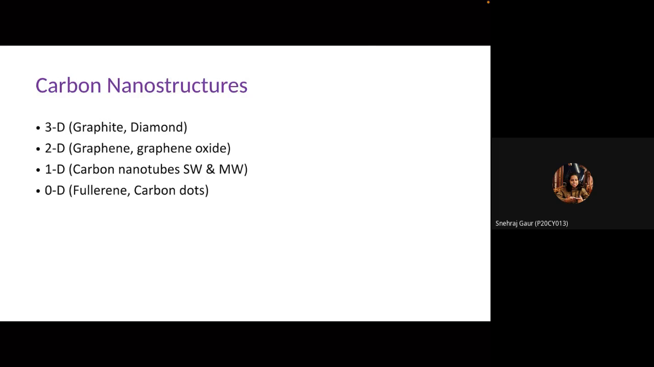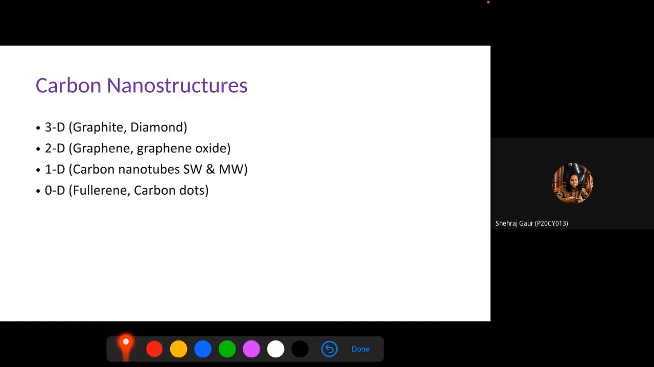So you talk about, from the bulk to its nanostructure, all kinds of different forms of carbon are used. That means when you look at its structure, you can have a 3D form or a bulk form, like your graphite and diamond. That is the well-known carbon 3D structures, right?